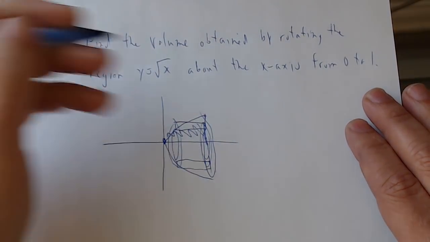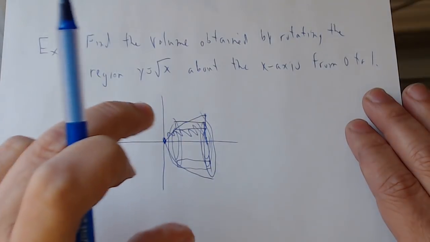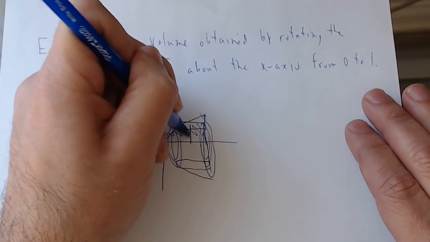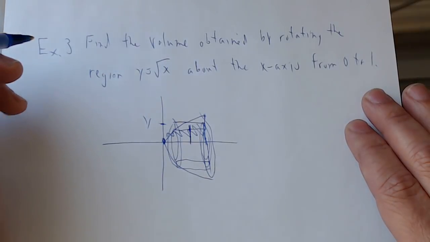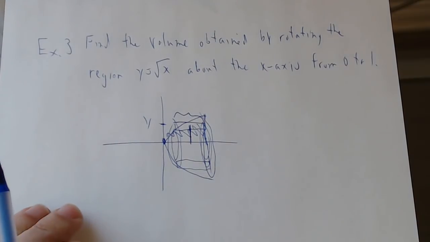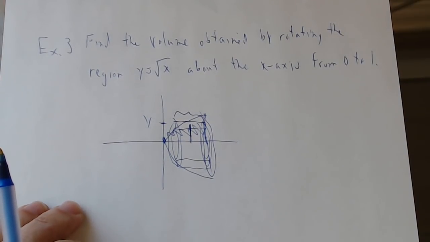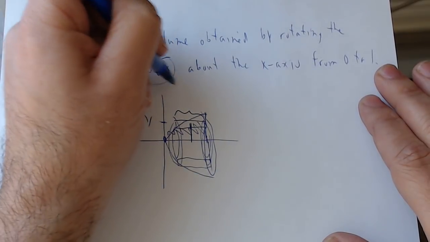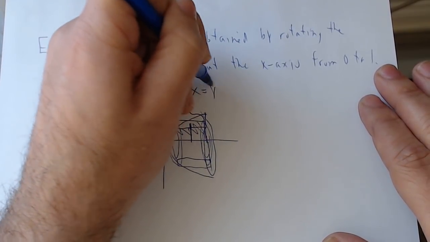So that's a shell. And now that my shell is sideways, what do I care about? I'm going to call this y. So what I care about is the radius, which once again is just y. Now I need to find the height. And the height, everything needs to be in terms of y since I'm moving sideways. So we're better off thinking of this as x equals y squared.